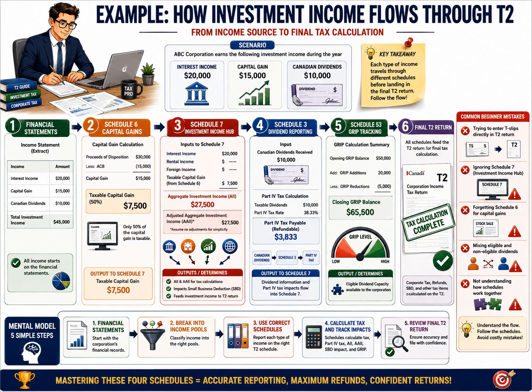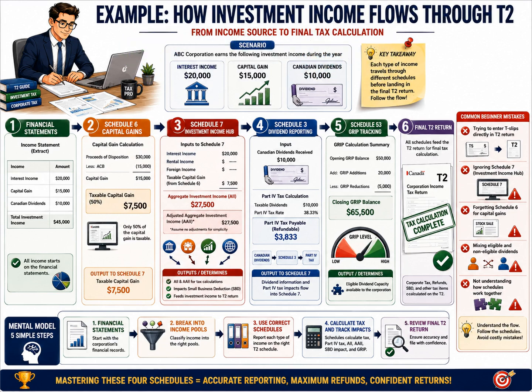The $15,000 capital gain is reported in Schedule 6. Schedule 6 calculates the taxable capital gain. Because only 50% of a capital gain is taxable in Canada, the taxable capital gain becomes $7,500. That taxable amount is then transferred into Schedule 7.